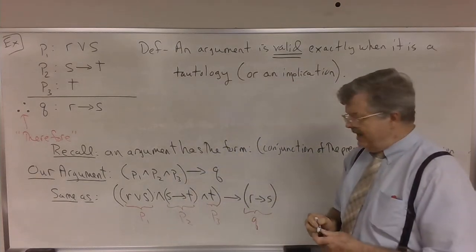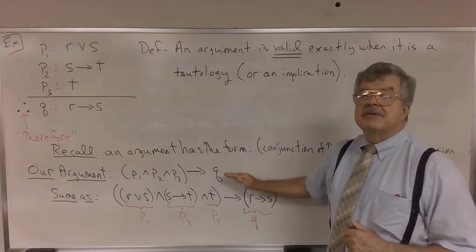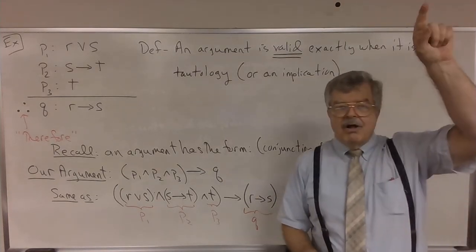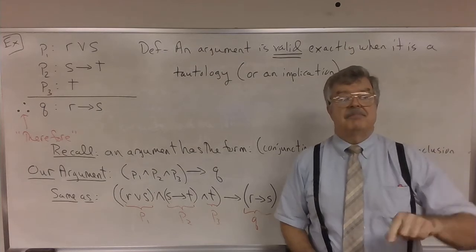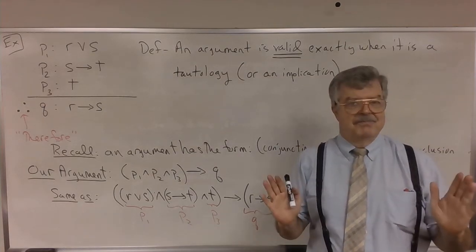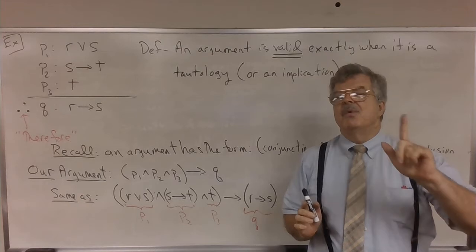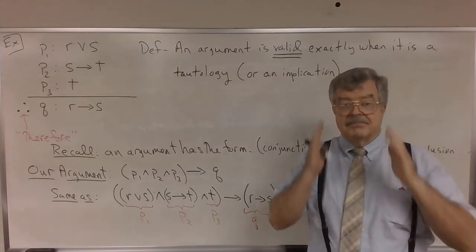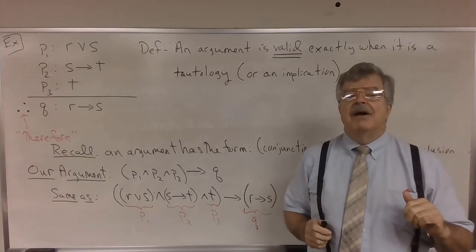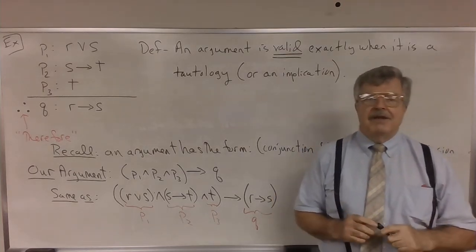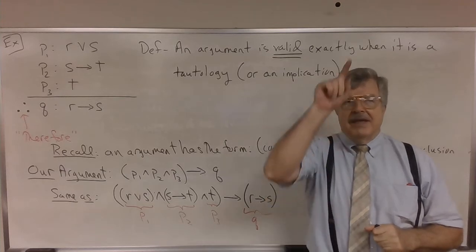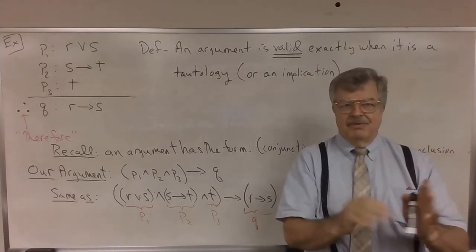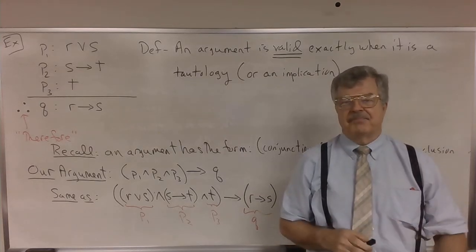Now the bottom line is, our argument is going to be valid if we do a truth table for it, and all of the truth values from top to bottom are true. If there's even one false, then the argument's invalid. So that's the bottom line. An argument is valid if, when we do the truth table and we look from top to bottom, they're all true. No falses at all.